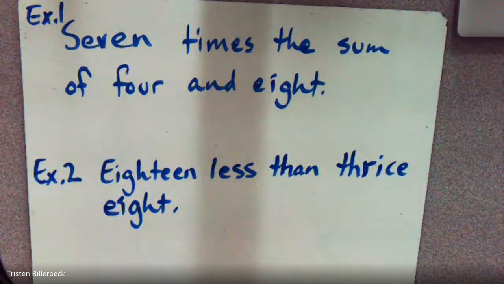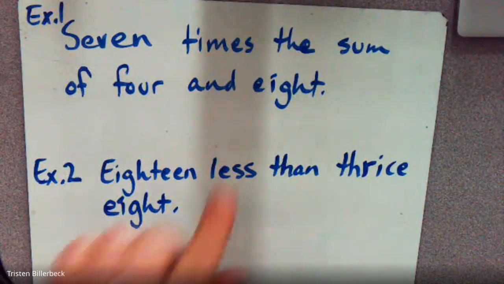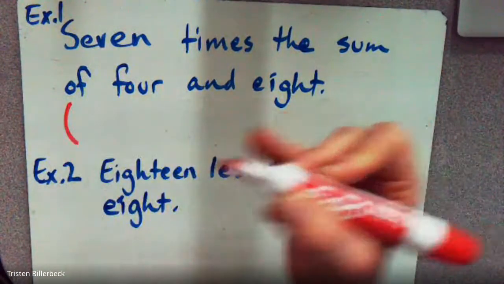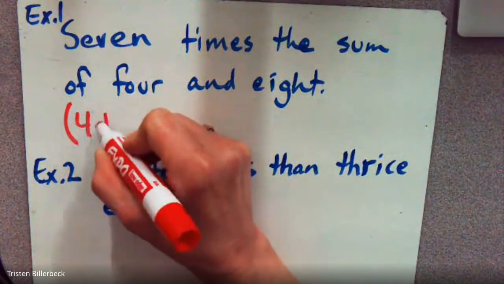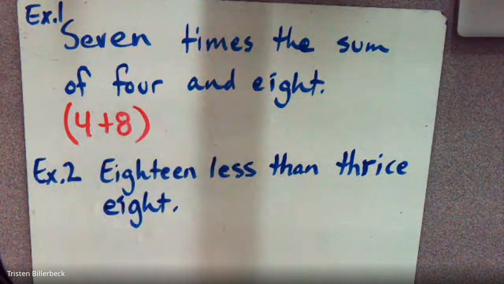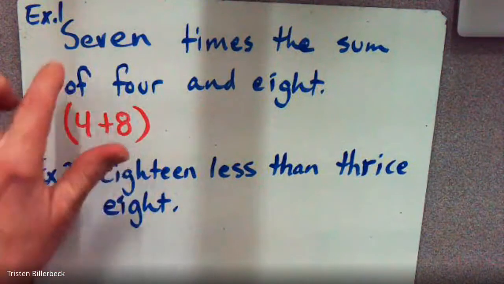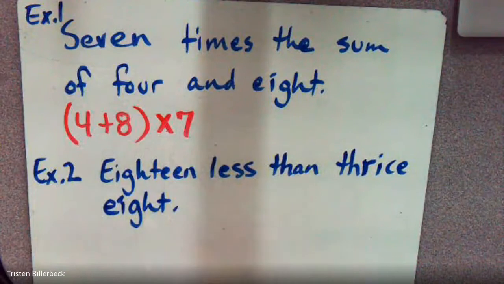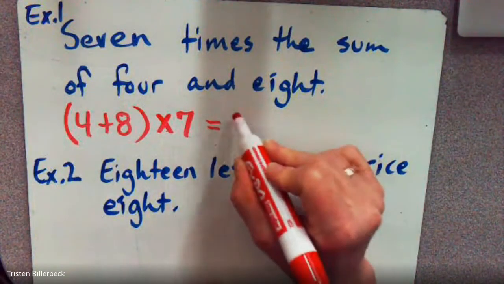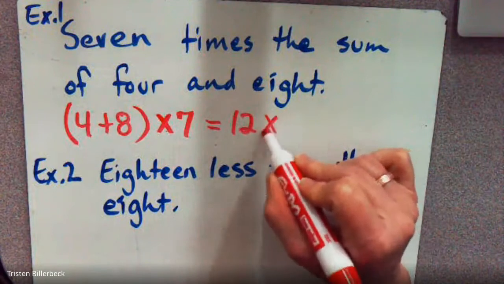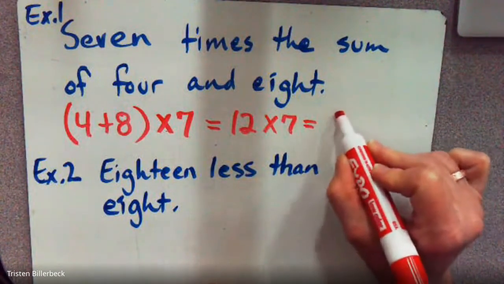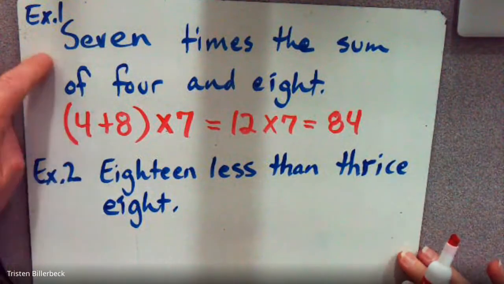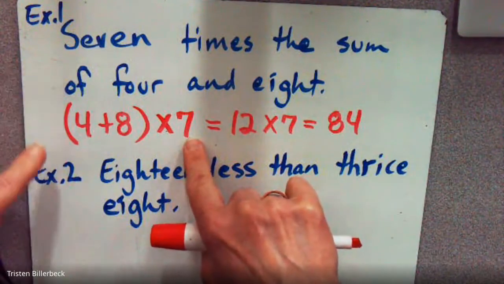So if we have 7 times the sum of 4 and 8, well, the sum of 4 and 8 is parentheses around 4 plus 8. So that's the sum of 4 and 8. And then it says 7 times the sum of 4 and 8. So first we have to add 4 and 8, 12, and then we multiply times 7. And we get 84. So that would be 7 times the sum of 4 and 8.